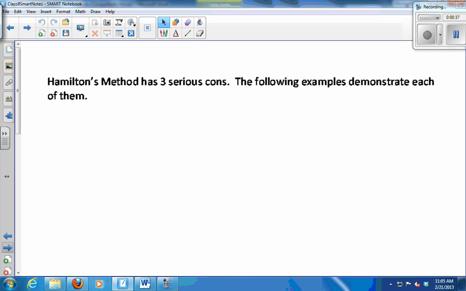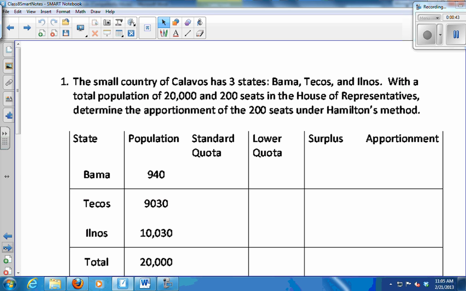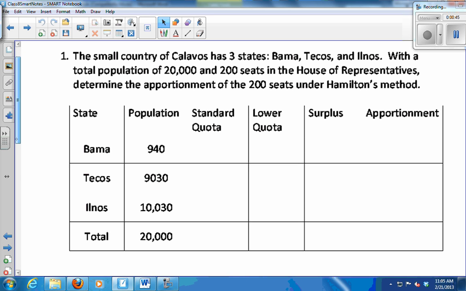There's 3 serious cons, and each of these examples is going to demonstrate one of them, and also give us a little bit of a chance to practice using Hamilton's method. Okay, so we have this small country of Calavos, 3 states, Bama, Tecos, and Illinois, total population of 20,000, and there are 200 seats to apportion in the House of Representatives. We want to determine the apportionment of that 200 seats using Hamilton's method.